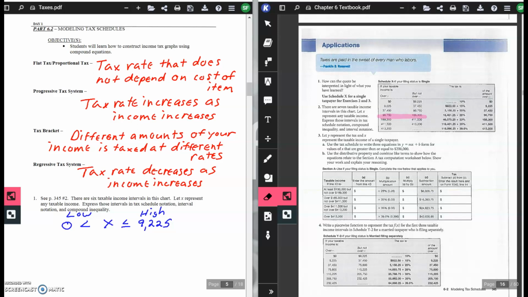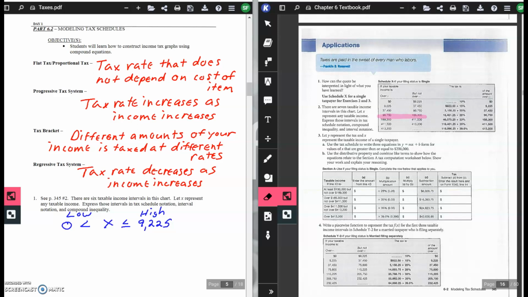A progressive tax system is a tax rate that increases as income increases. This is actually on the ballot this November. Illinois is proposing a progressive tax system where the more money you make, the more tax you would pay. The less money you make, the less tax you would pay.